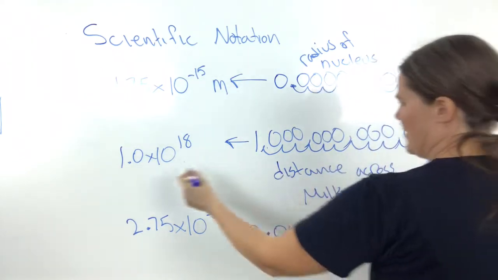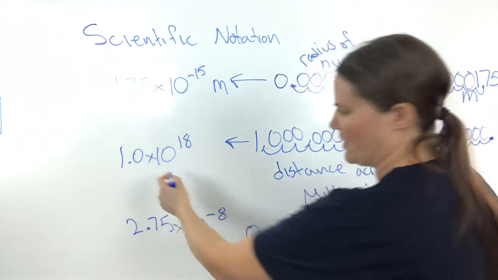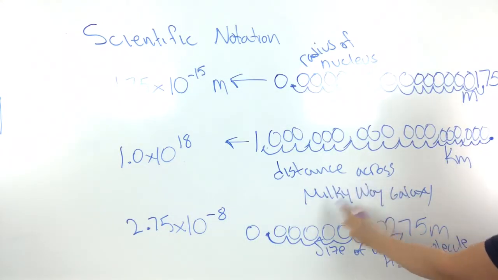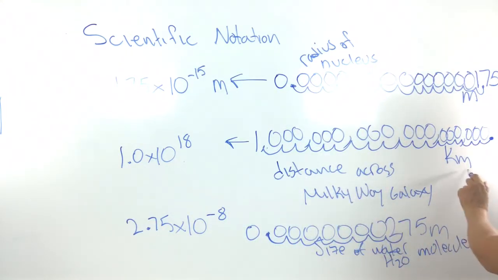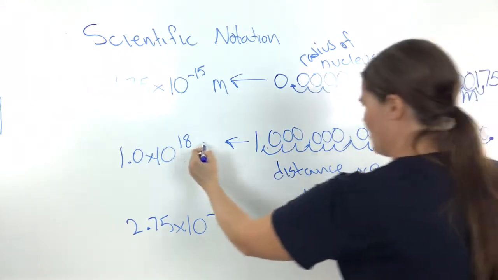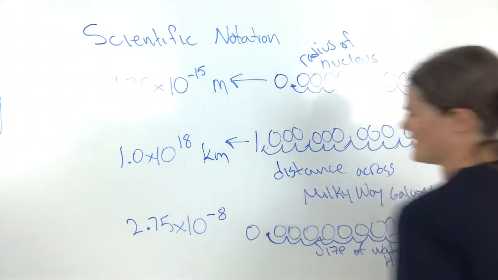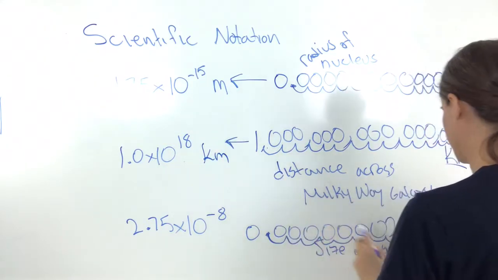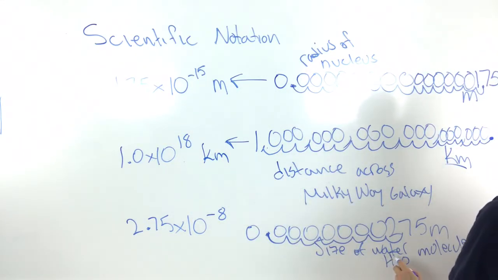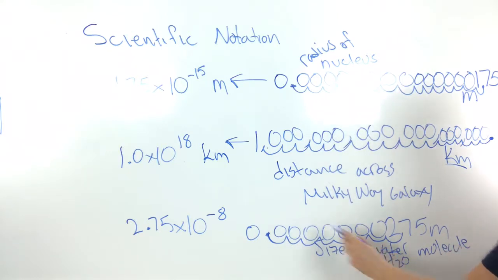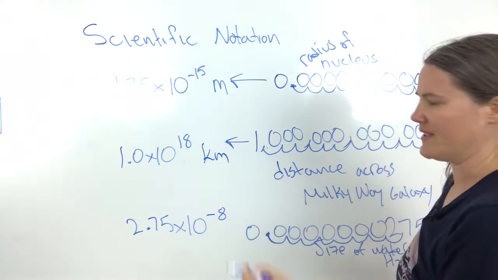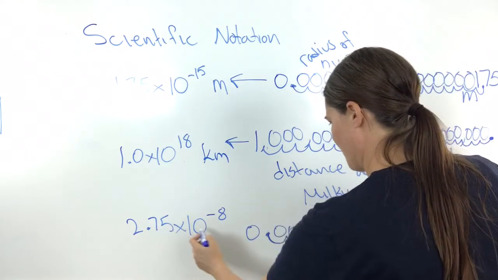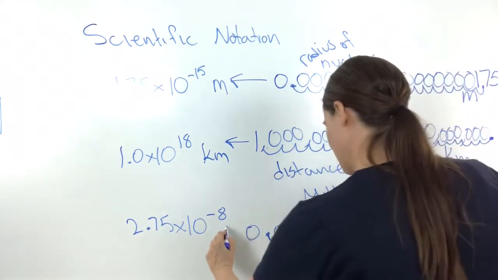And I want to go back and put units on these. So this one was 1.0 times 10 to the 18. Remember, this number was the distance across the Milky Way galaxy, and it was in kilometers. So I want to put kilometers on this number. So this is the unit. So meters, kilometers, and then this one is meters. So the units on these are meters, meters, and kilometers. So this one, 2.75 times 10 to the -8 meters.